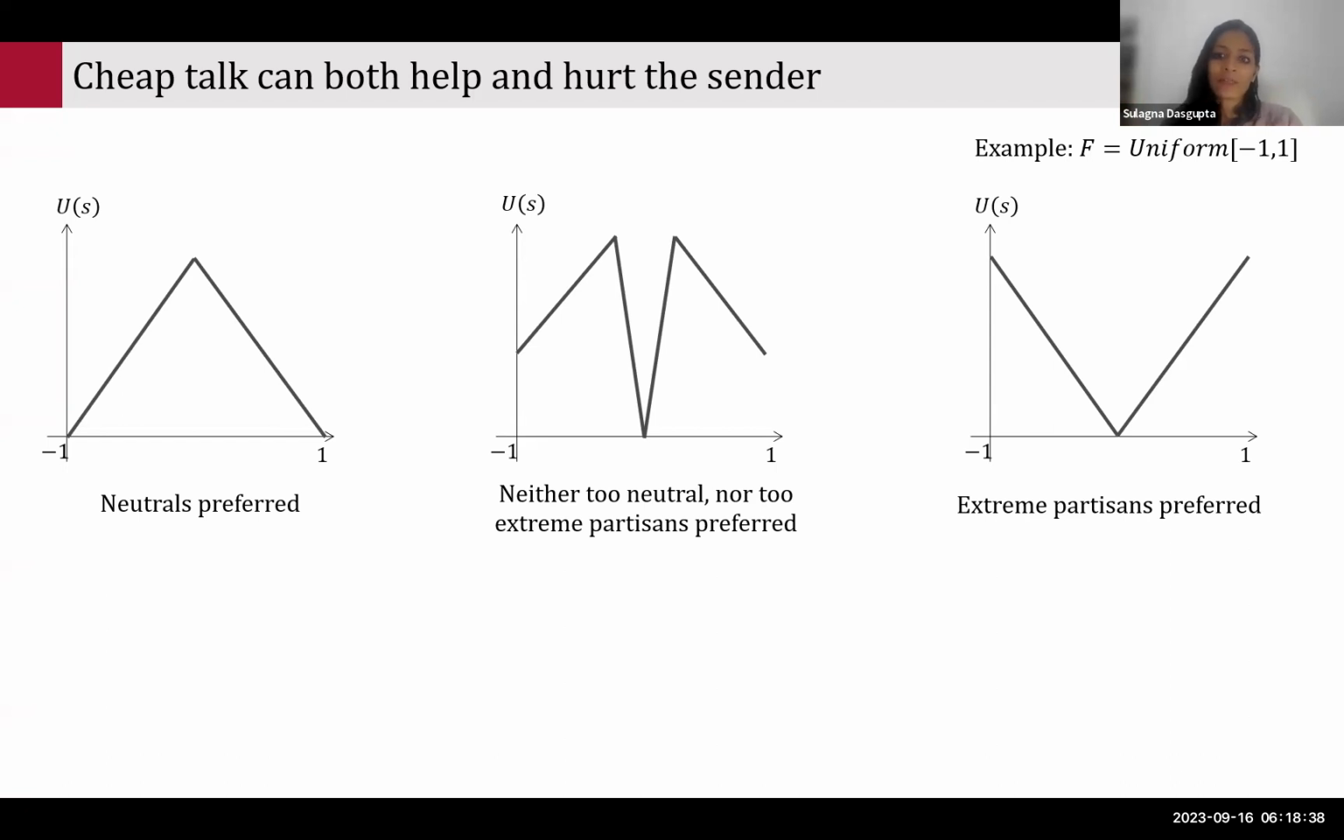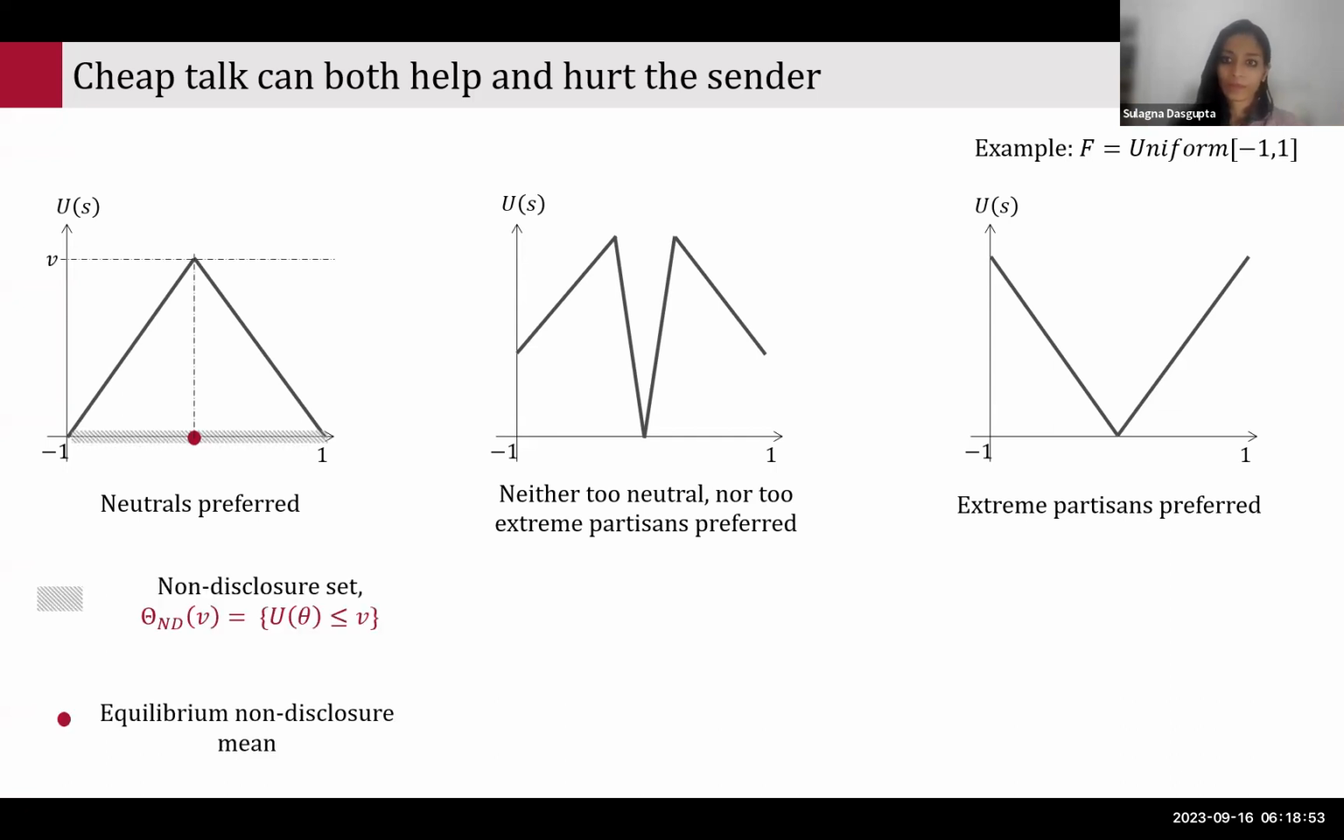And that scenario is a very conscientious media sector, let's say, where the more neutral you are, the higher your chances of hiring. That's the figure on the extreme left. I will show that in this case, the existence of cheap talk actually hurts the sender. Note that staying completely silent, so we are running with the left-hand side case, neither disclosing nor sending any cheap talk message, is an equilibrium in this case.